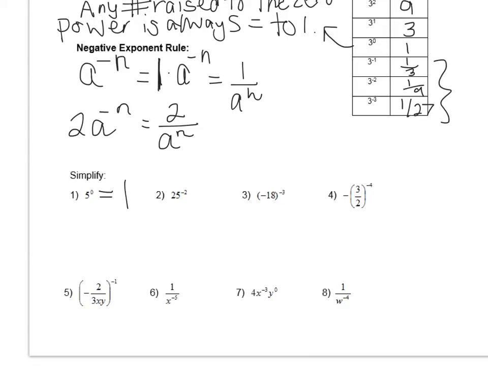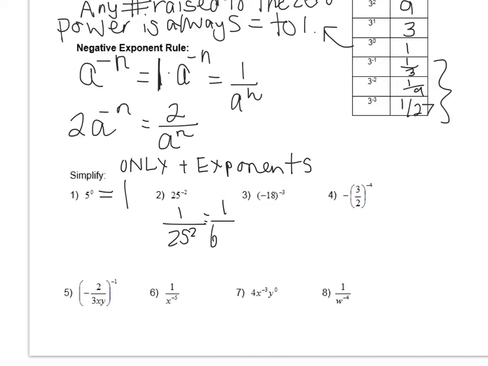Now number 2, you have a negative exponent, and I want you to write these using only positive exponents. Right now you got a negative exponent of 2, so you're going to rewrite it as a fraction, 1 over 25 squared, and 25 squared is 625. So you end up with 1 over 625.